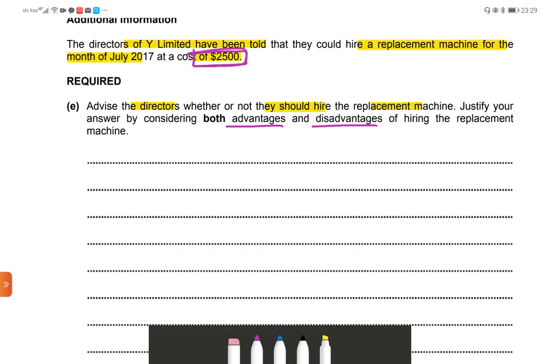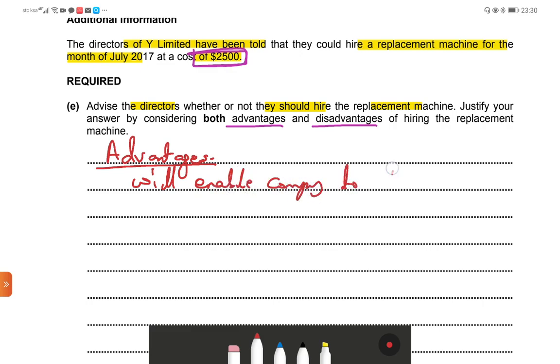So the first one, advantages. Without buying the new machine, their machine hours are less. They have only 500 machine hours when they require 700 machine hours to produce 3 products. So if they hire one more machine, it will help the company to fulfill maximum demand, because they can produce the full product, right? Advantage: enable the company to fulfill maximum demand.